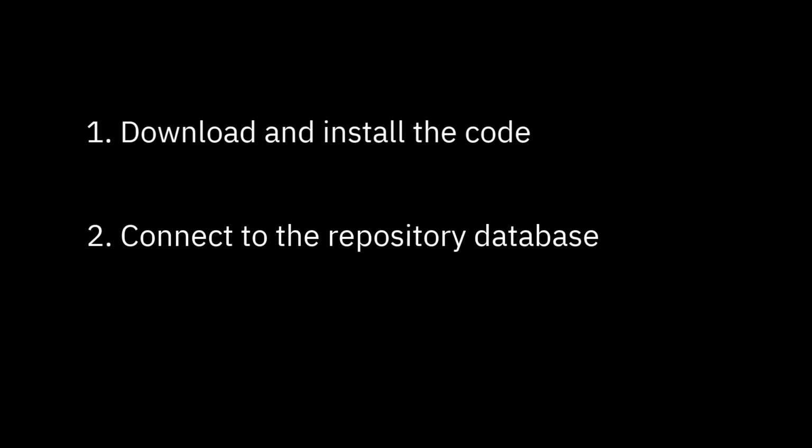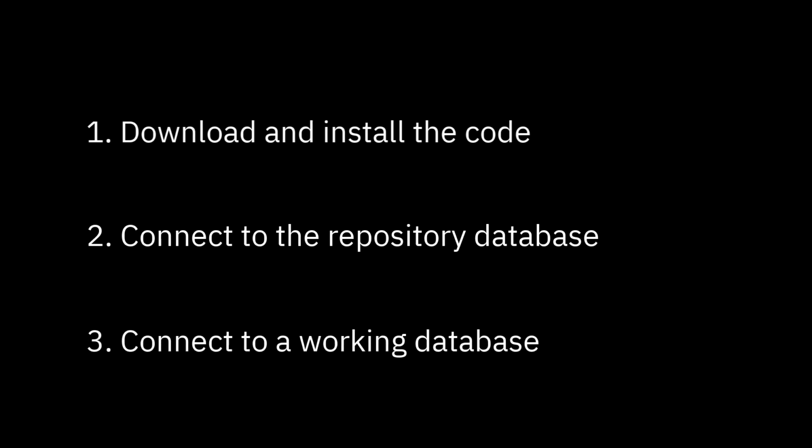There are three steps that we will cover: downloading and installing the Db2 Data Management Console code and starting the service, connecting the Db2 Data Management Console to a required Db2 10.5 or higher database that will store historical monitoring data, and connecting to one Db2 database to manage and monitor. Let's get started and download the console code.